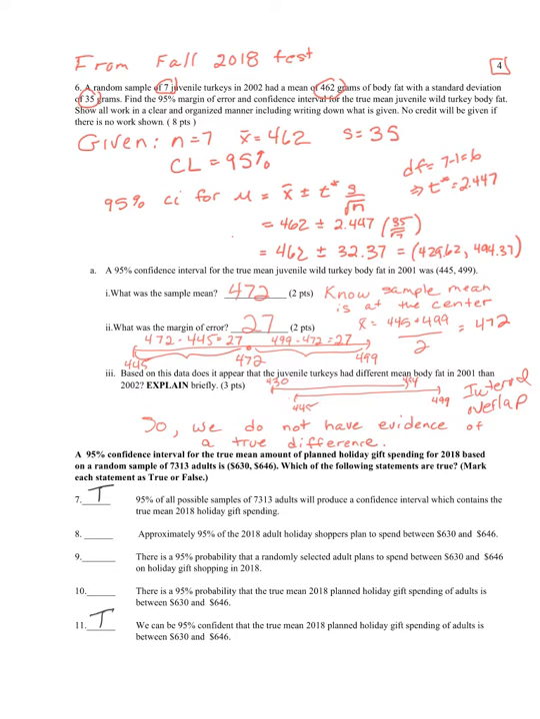Number 9 is false because it's talking about really the exact same thing that number 8 says. And number 10, again, we can't talk about probability in association with a true mean value because it's one single value. There's no probability involved. So all of these other ones are false.